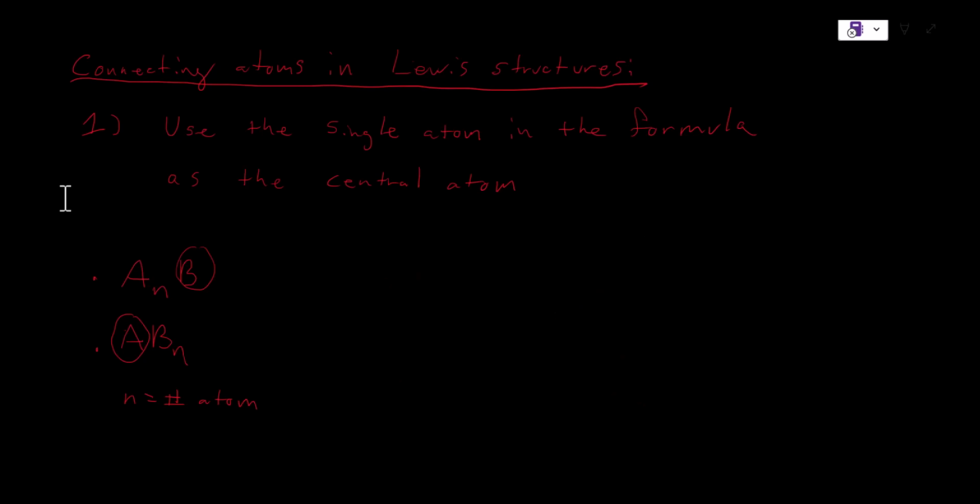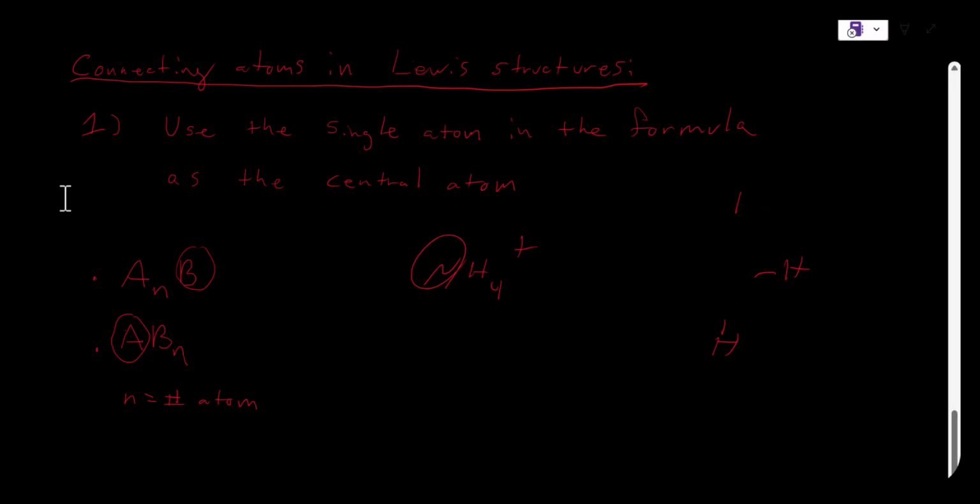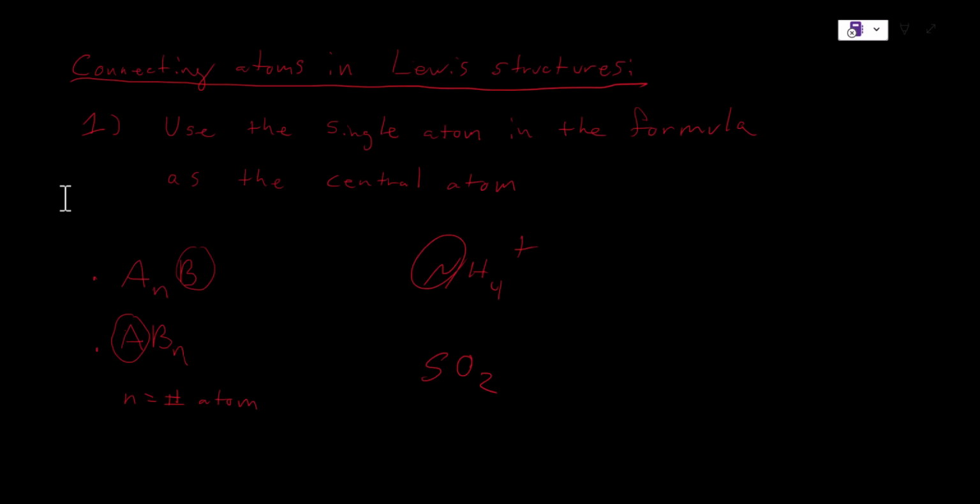When we see a formula like this, we'll know right away that the single atom goes to the center. An example would be the ammonium ion. We know right away that there's a single nitrogen, so that's going to go in the center, and we know that the hydrogens surround the nitrogen. We can usually connect those pretty quickly after we find out which atom is the central atom. Another example, SO2. Sulfur is a single atom, so we know right away that that's going to be the central atom. And from there, we can figure out pretty quickly where the rest of the atoms go.